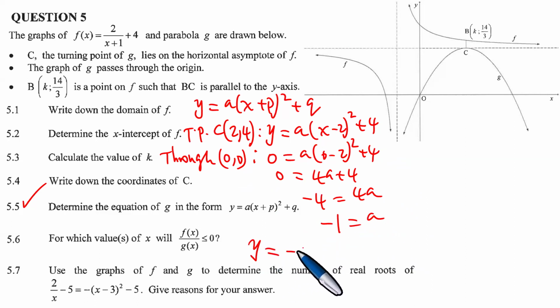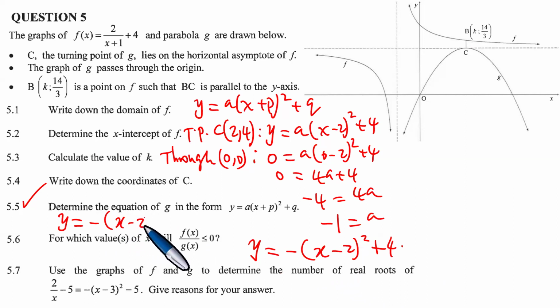Which means, therefore, that we have minus into (x minus 2) squared plus 4. So what is the equation? Clearly the equation then is minus open bracket (x minus 2) squared plus what? Plus 4. That is the equation of G, the parabola there. Okay, so we found it.